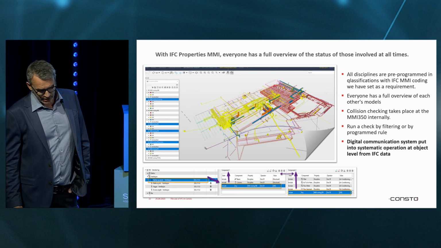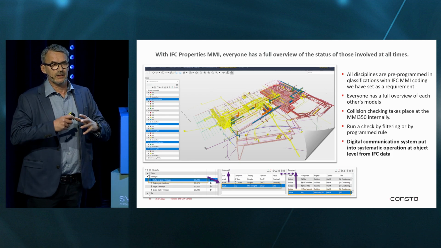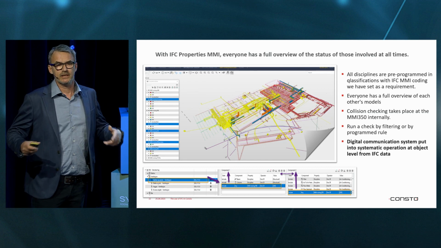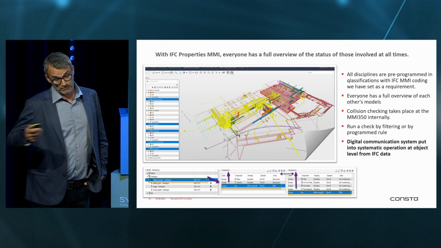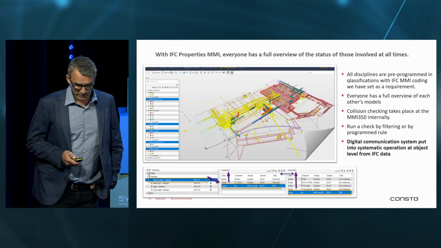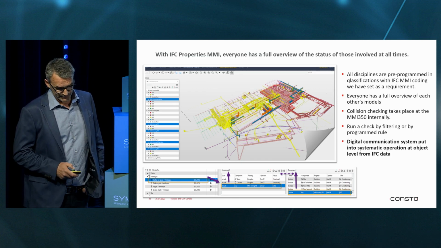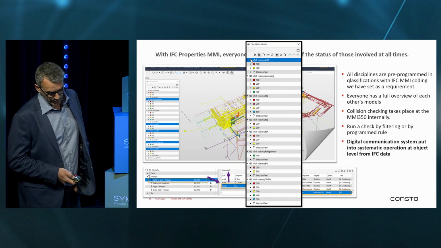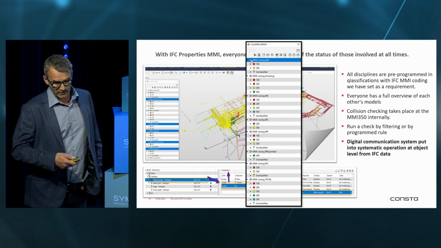And we run collision checking at MMI 350 internally. I can just run a filter, and I only want the objects for 350, and then run a collision check for only these objects. So this is basically a digital communication system put into a systematic operation at object level from IFC data. Here you can see all disciplines, and we can see all the models, which color they have, and how far they have come in the process.